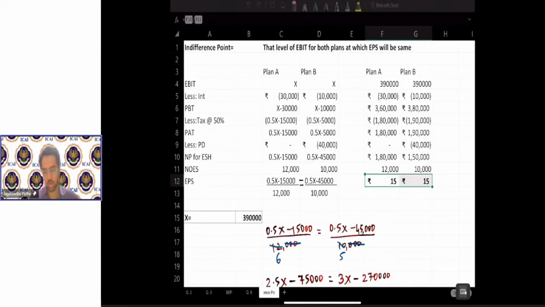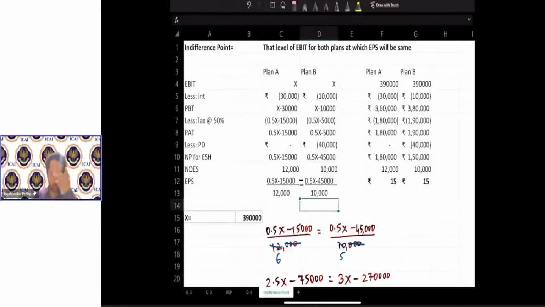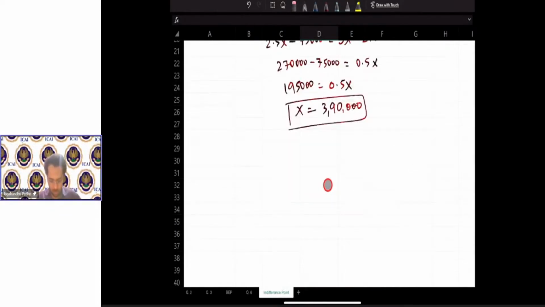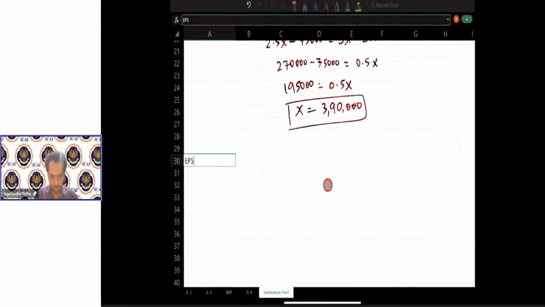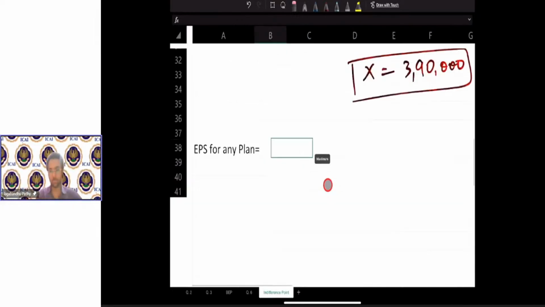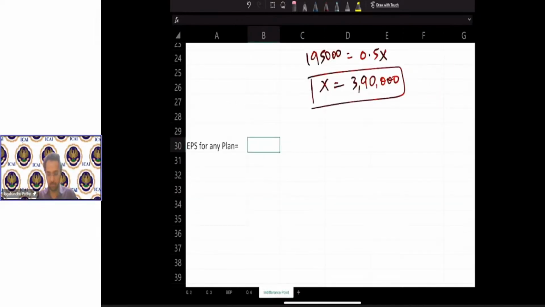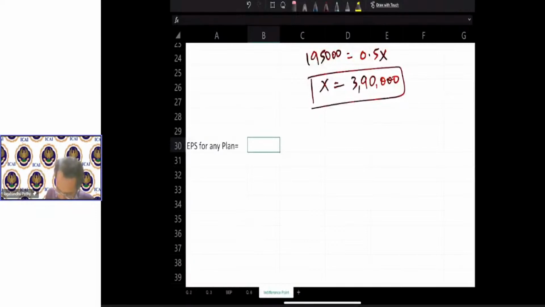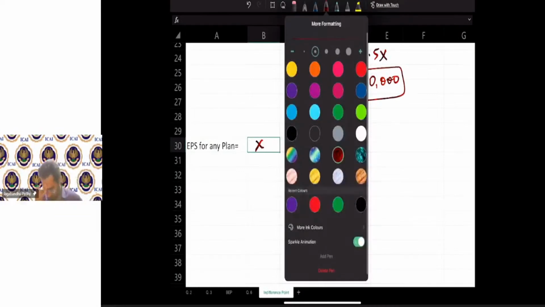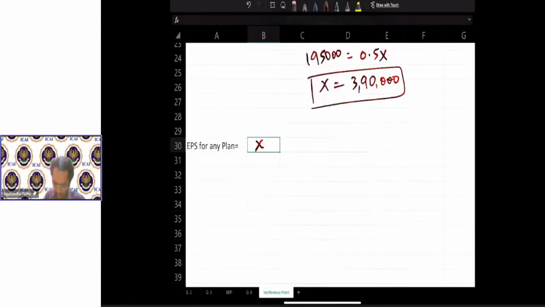That's about the indifference point. So how do we compute the indifference point? By the way, the indifference point can be computed by taking the EBIT level as X and equating the level of EPS, right? Now, here I'll just put up a formula to compute EPS for any plan. What could be a simple formula for that? Let's take that EBIT as rupees X.